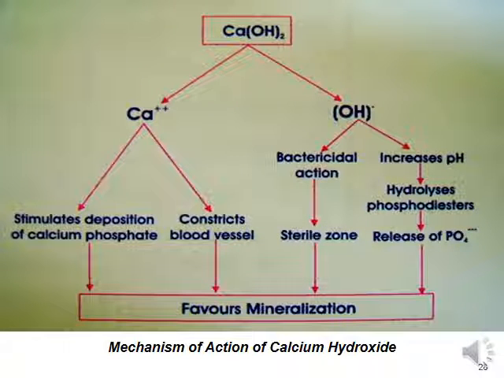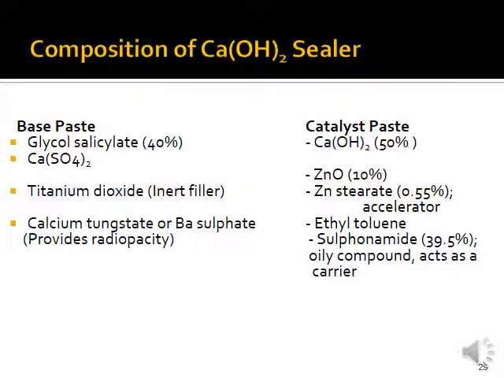Calcium hydroxide divides into calcium and hydroxyl ions. Calcium ions stimulate deposition of calcium and construct blood vessels that favor mineralization. Along the same pathway, hydroxyl ion is bactericidal, increases pH, hydrolyzes phosphodiester and releases phosphate ions, which favors mineralization. Calcium hydroxide has a base phase and a catalyst phase.